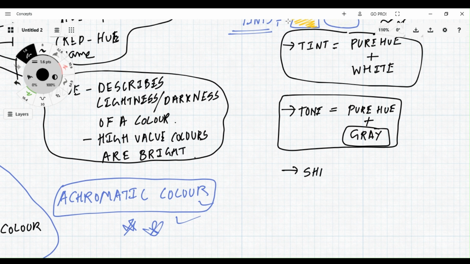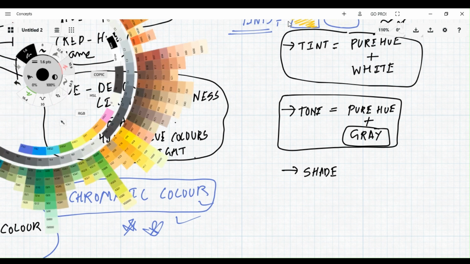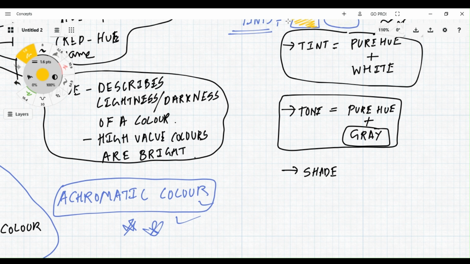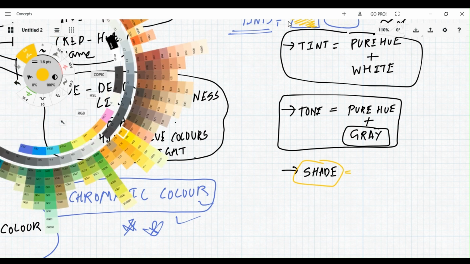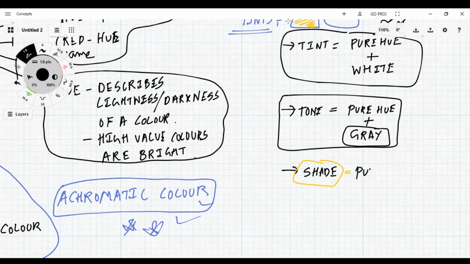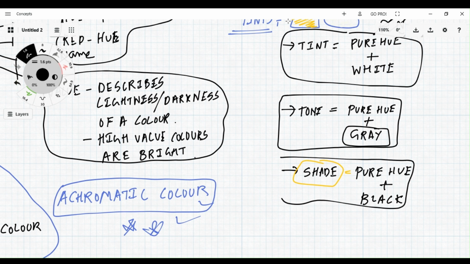Shade, that particular term is called shade. Note it down, everybody, note it down immediately. This is a very important point. You people may tend to get confused here. Shade is pure hue, hue means color name, pure hue plus black is shade. So in this concept we have understood what is tint, what is tone.